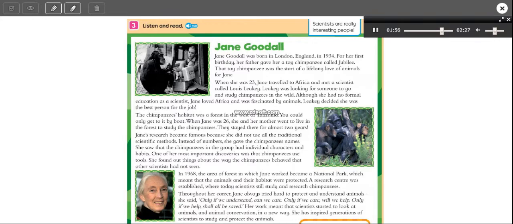Throughout her career, Jane always tried hard to protect and understand animals. She said, "Only if we understand can we care. Only if we care will we help. Only if we help shall all be saved." Her work meant that scientists started to look at animals and animal conservation in a new way. She has inspired generations of scientists to study and protect the animals.